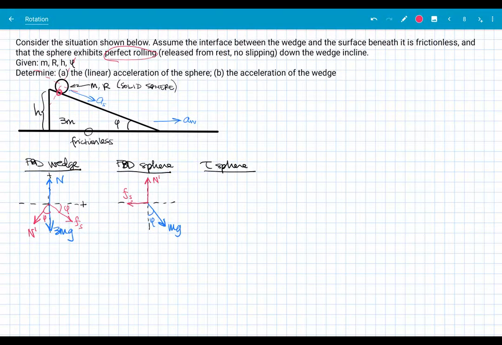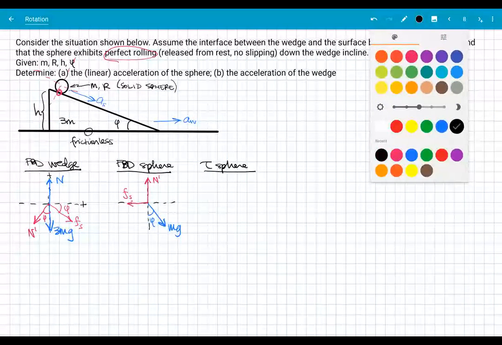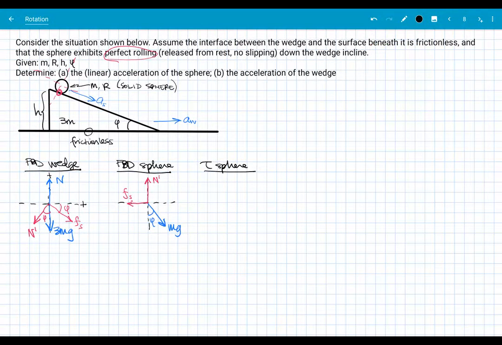Now, N prime. And these two, this f sub s and N prime, are the third law pair of the pink N prime and f sub s in the free body diagram for the wedge. And you might say, how are they? They're not opposite direction. They actually are opposite direction. You have to remember that in the free body diagrams, the wedge free body diagram is not rotated. The coordinate system is not rotated, whereas we have rotated the coordinate system for the sphere, motivated by the direction of acceleration. So I'll put my signs on there in the direction of acceleration.